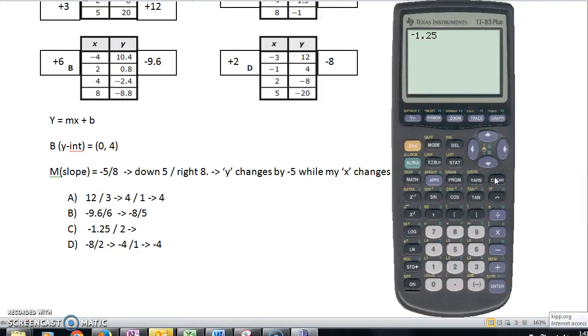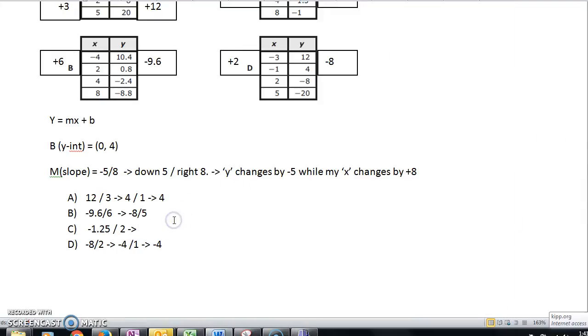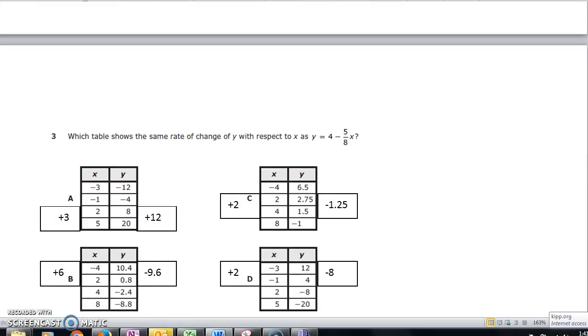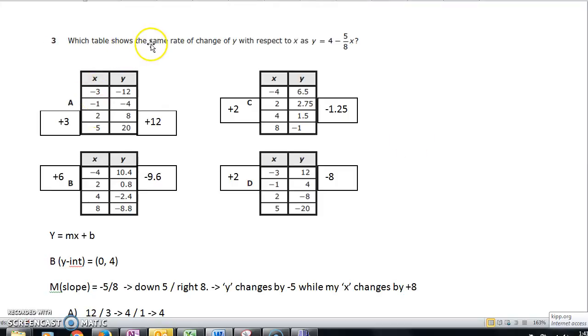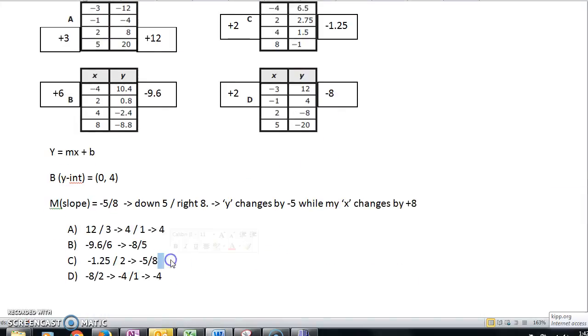Negative 1.25 divided by 2. I get negative 0.625. Find the fraction. Negative 5 over 8. And yes, that's exactly what I wanted. I wanted negative 5 over 8. So the question was, which table shows the same rate of change? Meaning the same slope. So I had to find the rate of change of each of these answer choices. And I find that by doing the change in the y over the change in the x. And then when I found the right fraction, it ended up being answer choice C.